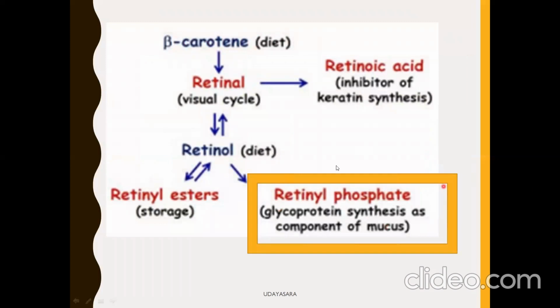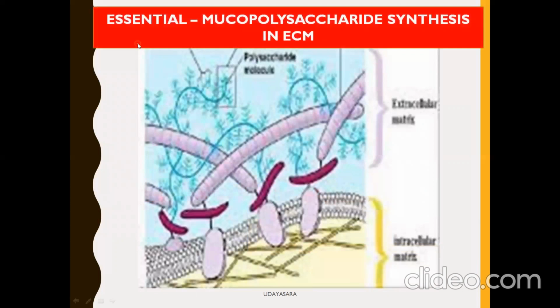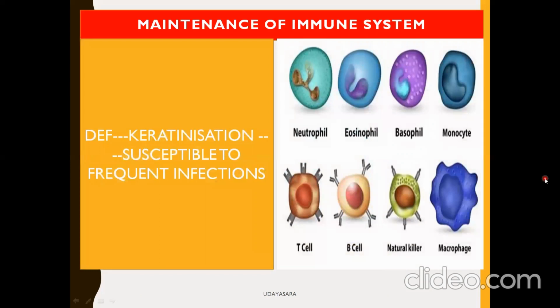The other function is that retinyl phosphate is needed for the synthesis of the glycoproteins, which are a component of the mucous membrane. So in case of vitamin A deficiency, there is drying of the mucous membrane of the respiratory tract, gastrointestinal, as well as the urogenital tract. Also, vitamin A is essential for mucopolysaccharide synthesis in the extracellular matrix. Also vitamin A is needed for the maintenance of the immune system.